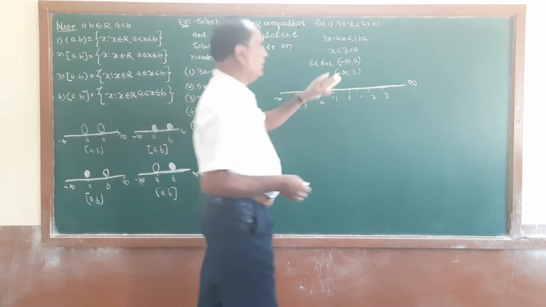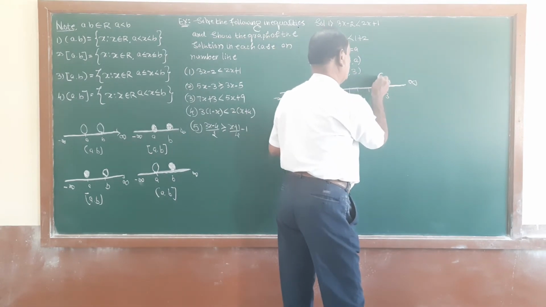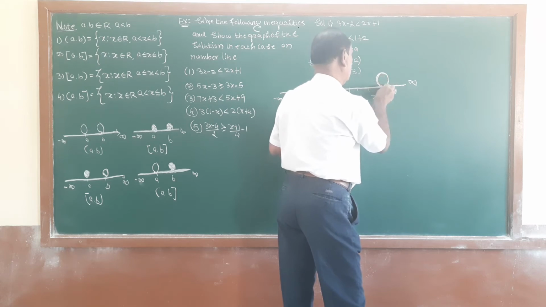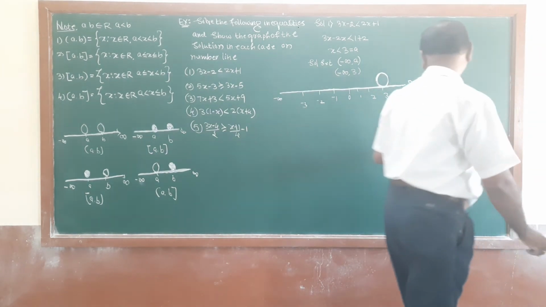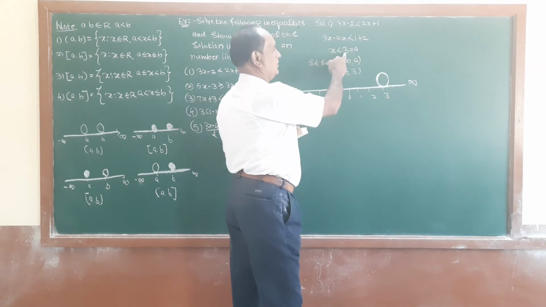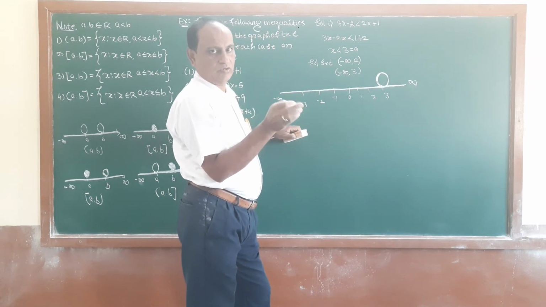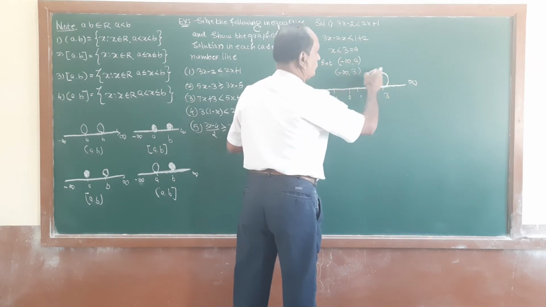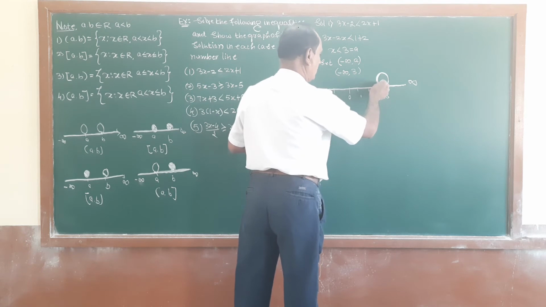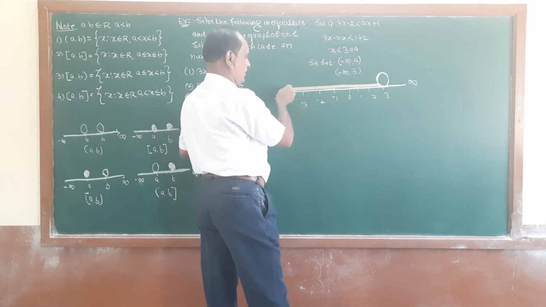Okay, you are given less than 3. Open means an open circle at the value 3. So x is less than 3, meaning the numbers 2, 1, 0, minus 1, minus 2, minus 3 and so on. So here it is an open interval, less than 3, and from this side you put an arrow mark up to minus infinity.